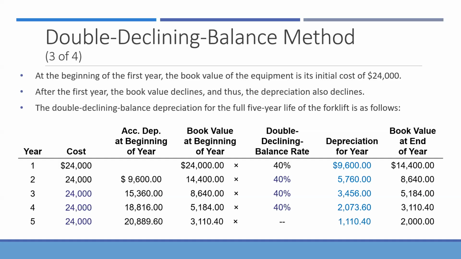And then declining balance, we keep taking it as a percentage of this declining balance. And the key thing to note as well is we can never go below our salvage value. So as soon as we hit $2,000, we have to stop. So in this fifth year, the cost is only 1,110 because that's the remaining depreciable cost.